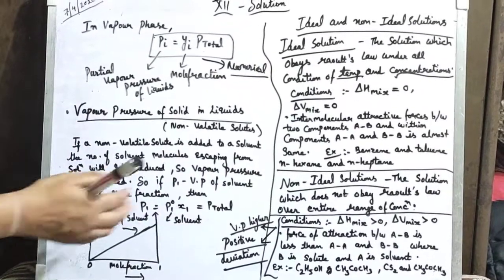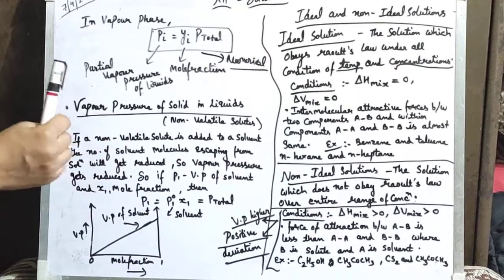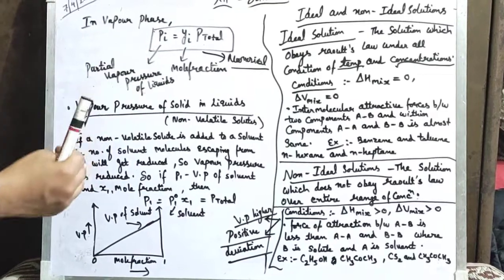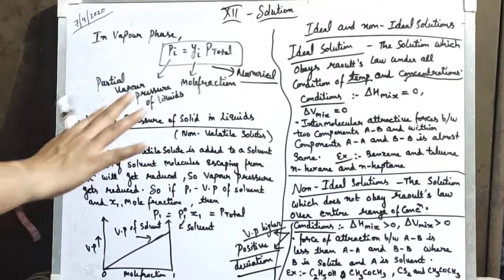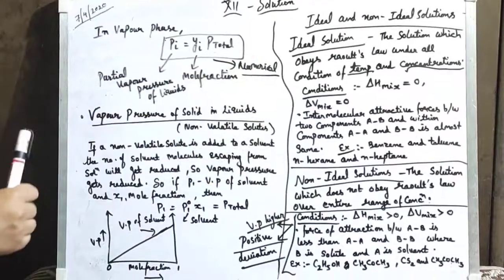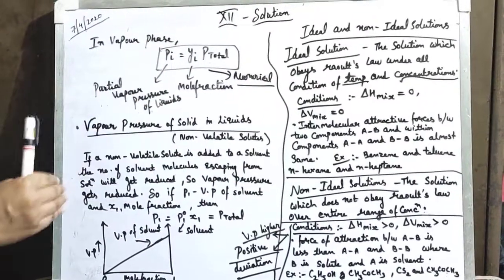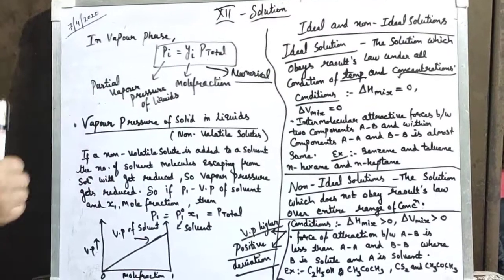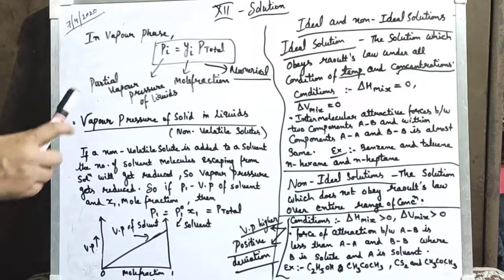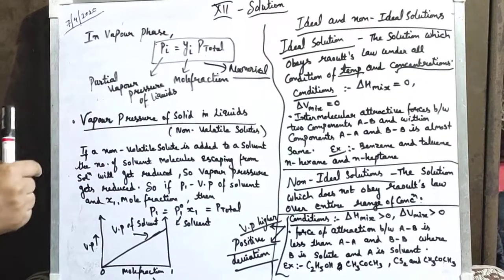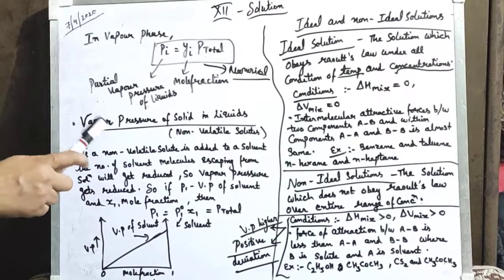So I hope everybody understood what positive deviation is, vapor pressure, what is the difference between non-volatile solute and volatile solute, and how the terms get changed due to the presence of two different components. Kindly read whatever I've explained. You can go through NCERT as well, and do let me know if you're having any problem. Okay, I will continue with the next, negative deviation, in the next class. Thank you.